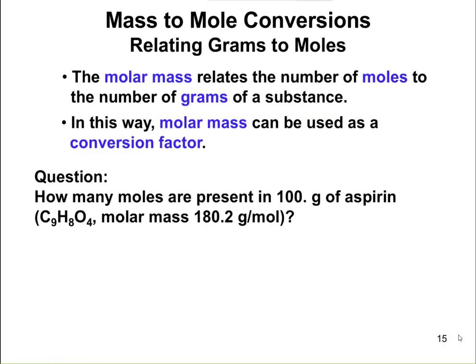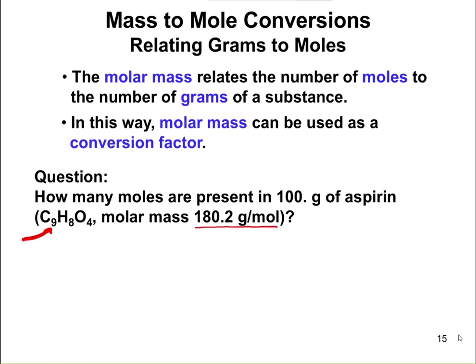Okay, so if you had a question like this, how many moles are present in 100 grams of aspirin? And in this case, I went ahead and gave you the molar mass, right? So I told you that aspirin is C9H8O4 and it has a molar mass of 180.2 grams per mole. If I told you that was the formula for aspirin, you should be able to calculate this number yourself. Sometimes I'll do that on a test. Other times you'll have to be able to calculate it yourself. Just make sure you know how to figure out the molar mass from the chemical formula.